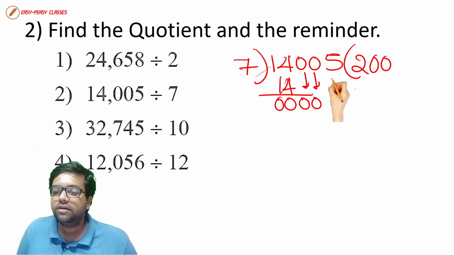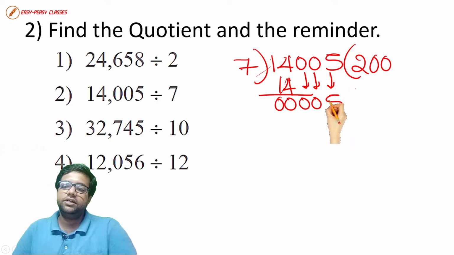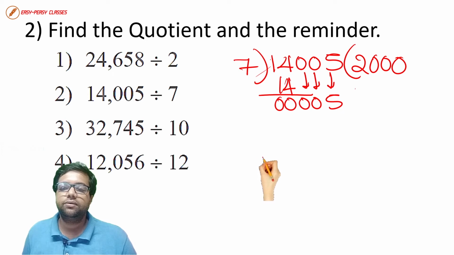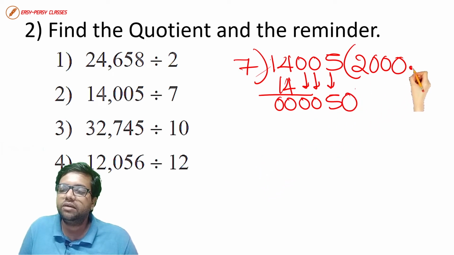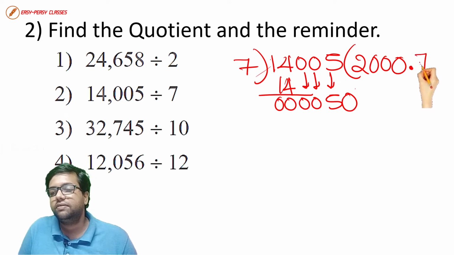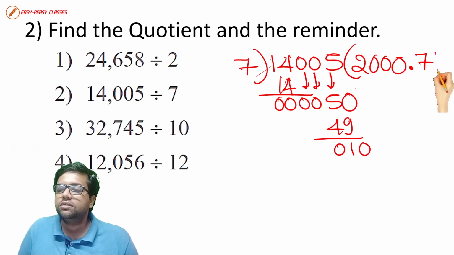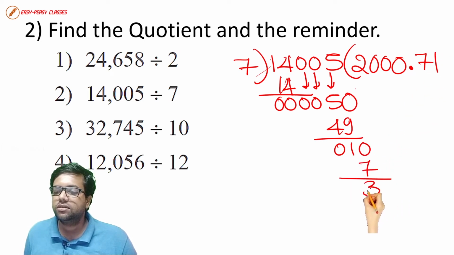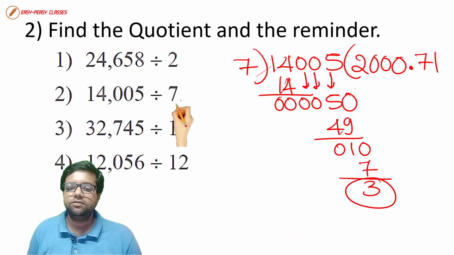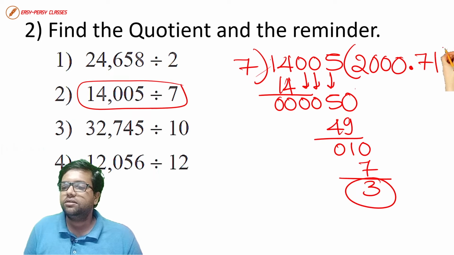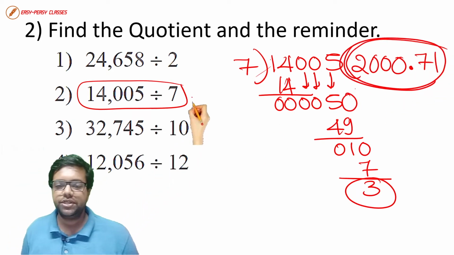Okay, so 5 is there. 5 will also come down, but now for 5 you need to add one more zero. Okay, now can we solve it for 5? No, we can't. So we'll keep a 0 and we'll keep a point. 7 sevens is 49. You are left with one more 0. 7 ones is 7. 3. Let's stop it here. So 3 is the remainder for this question, and 2000.71 is the quotient for this question.